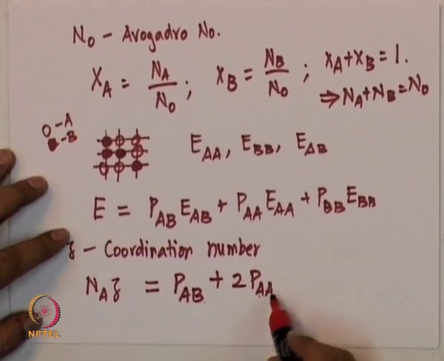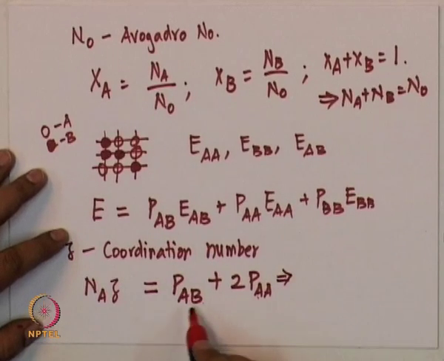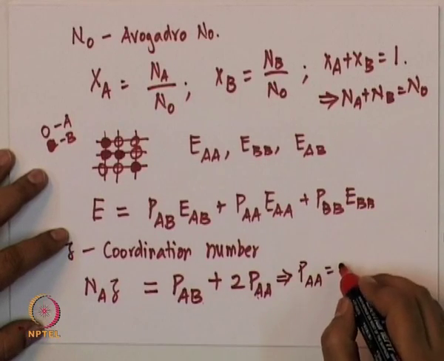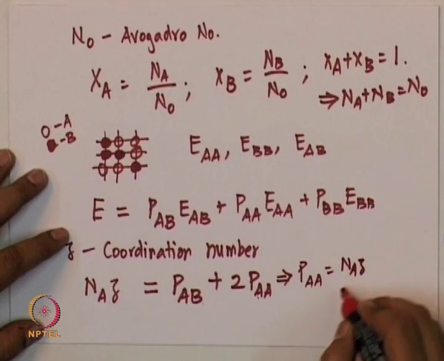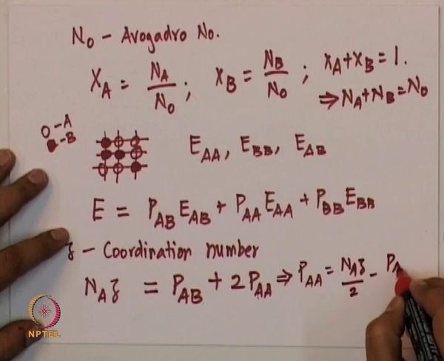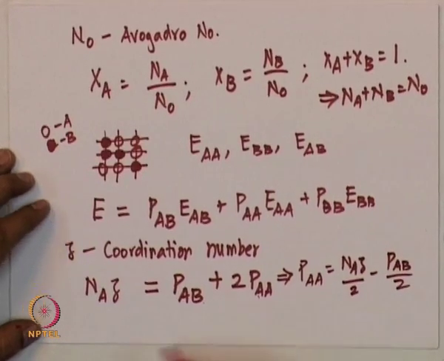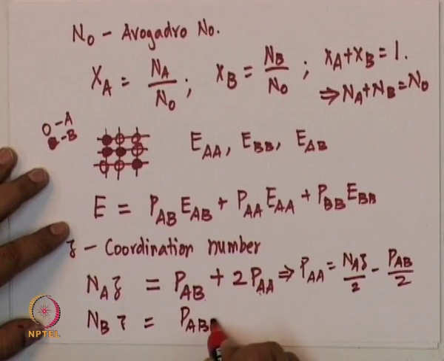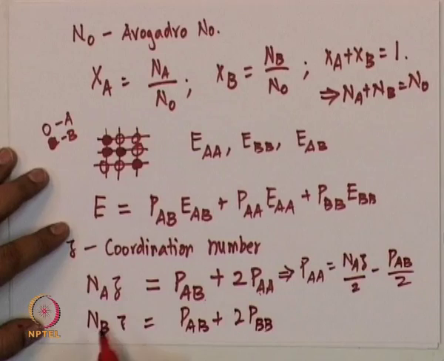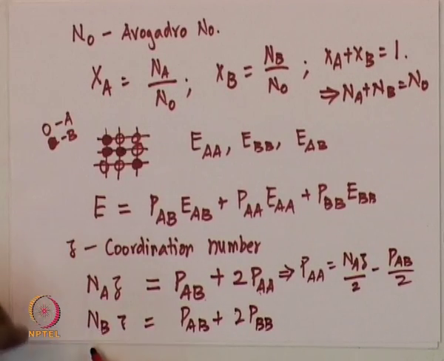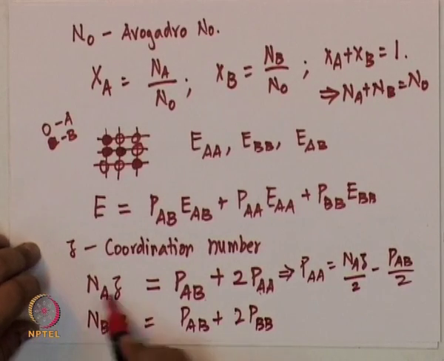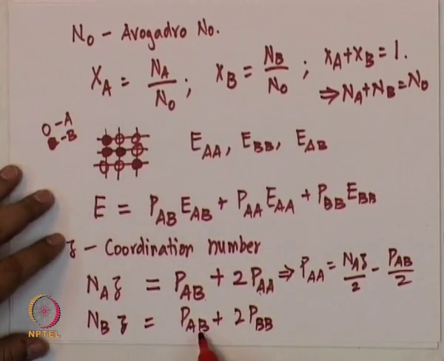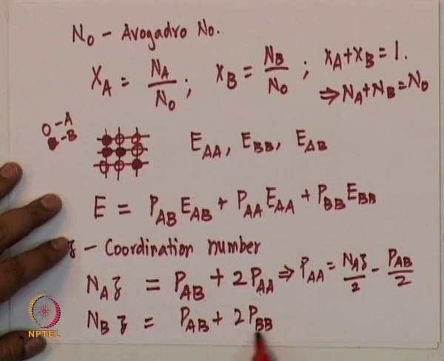In a similar fashion, from here you can get what PAA is. PAA is nothing but NAZ by 2 minus PAB by 2. In a similar fashion, you can write NB times Z will be equal to PAB plus 2 PBB. Why? Because there are total number of B atoms NB, and if Z is the coordination number, there should be NBZ total B bonds, B atoms associated with these bonds, and some of them are AB bonds, some of them are BB bonds.